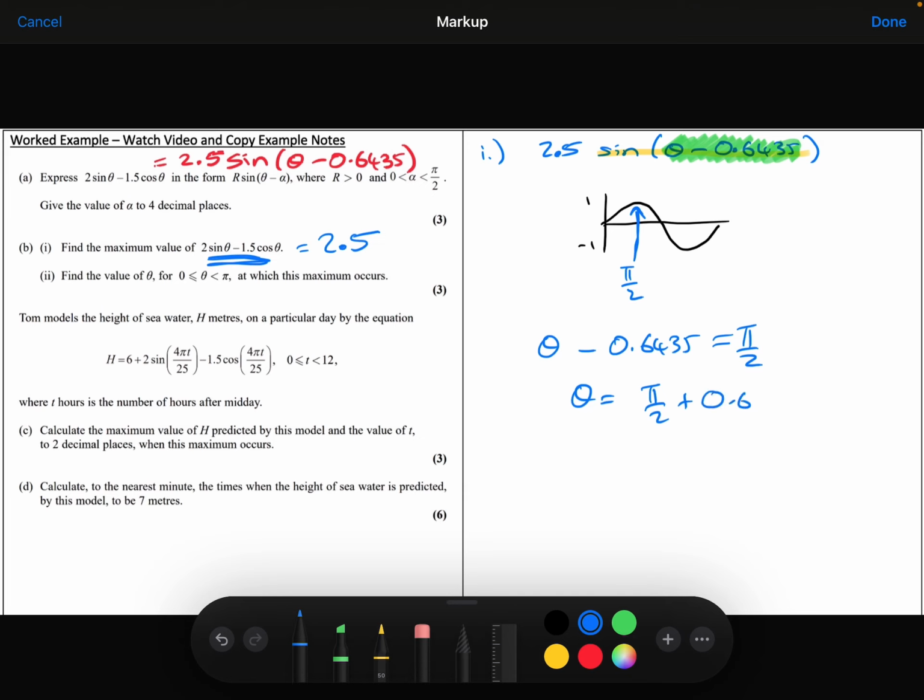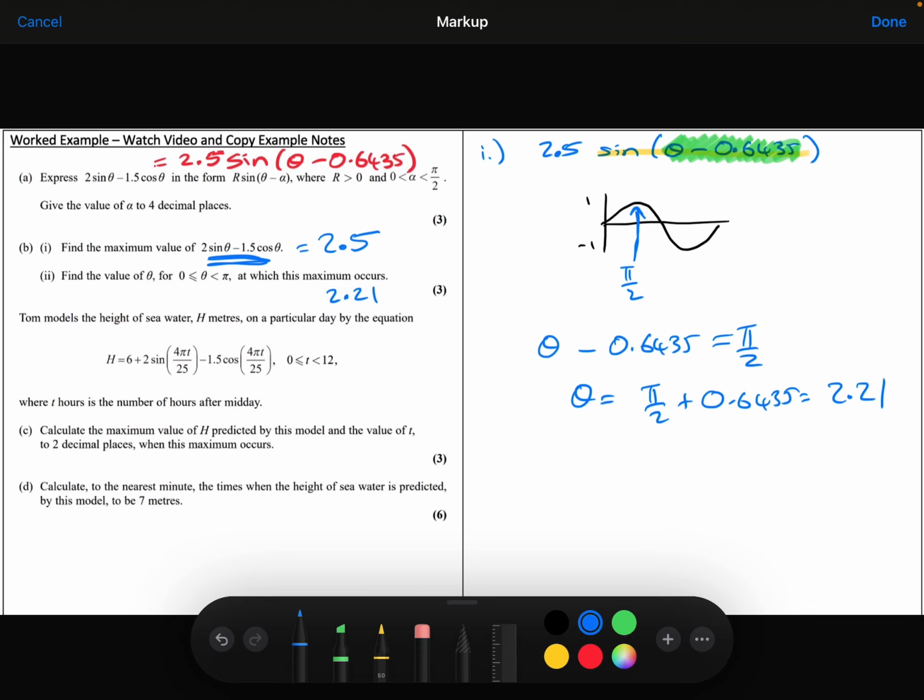So add the 0.6435 to the pi over 2 and we will get the answer, which is 2.21. So that is my answer to part 2 of this question.